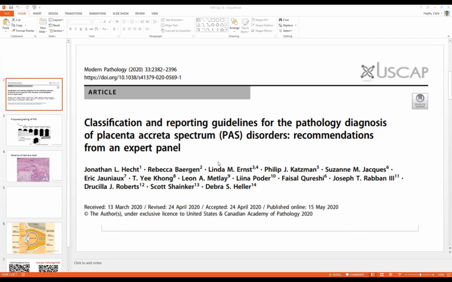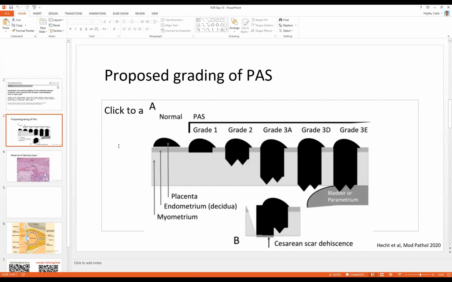This is the one that came out last year from Modern Pathology. The idea was to standardize the depth, so there's a clear consensus in terms of what to call things. The grading is a bit more confusing, but in this paper, they talked about different levels of proposed grading for what they're calling the placenta accreta spectrum. Yes, trying to move away from the accreta, increta, percreta names and instead using the different grades.